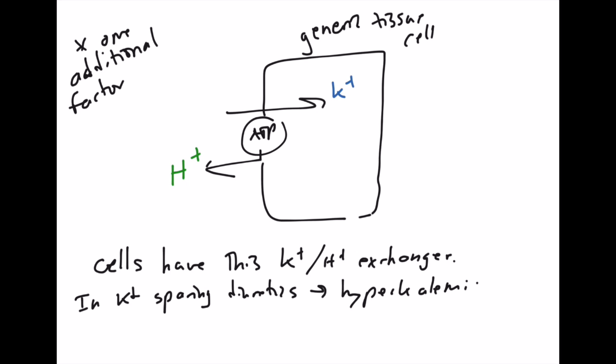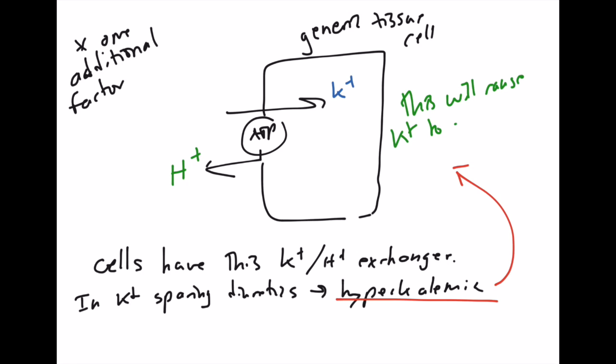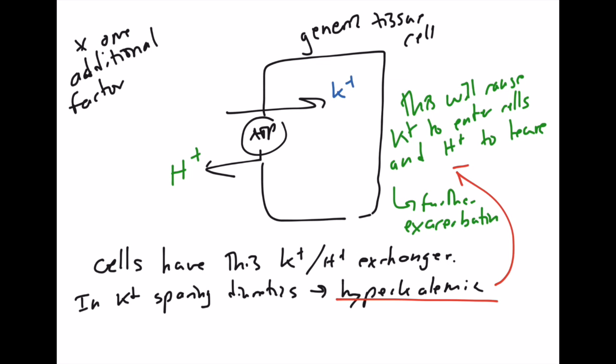With K+ sparing diuretics, you're actually going to have hyperkalemia. So remember, if we block that aldosterone mechanism, we're going to have retention of the potassium. And this will actually raise the serum or the body potassium. The serum potassium will actually cause a movement into the intracellular space, and that'll cause a movement of hydrogen ions out of the intracellular space. So basically you're going to have an additional factor exacerbating acidosis.